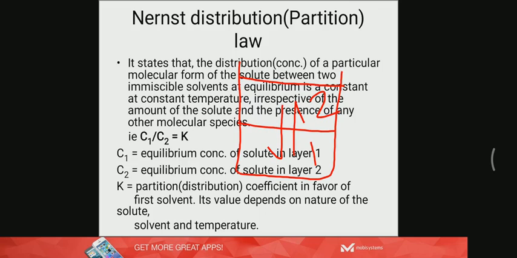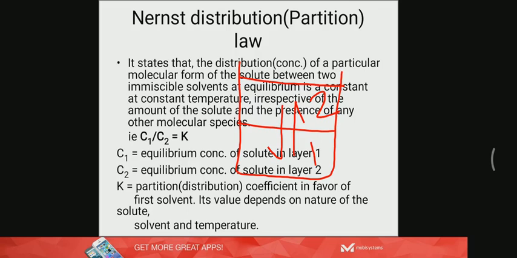So the Nernst distribution law states that the distribution of a particular molecular form of the solute between two immiscible solvents at equilibrium is a constant at constant temperature, irrespective of the amount of the solute and the presence of any other molecular species. Some points are very notable here. We have to consider a particular molecular form of the solute.